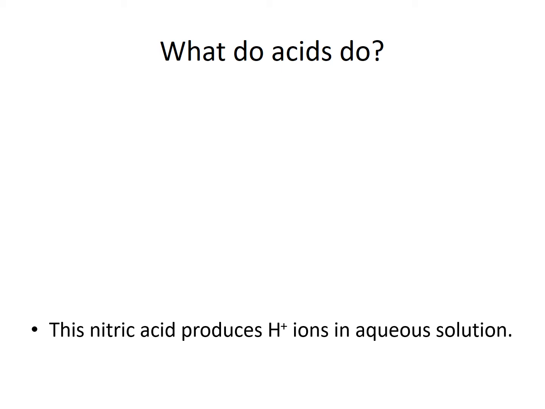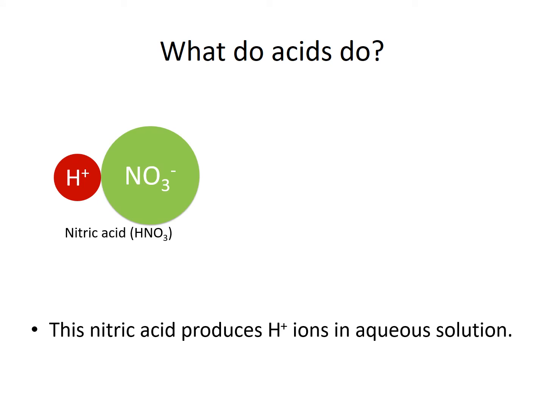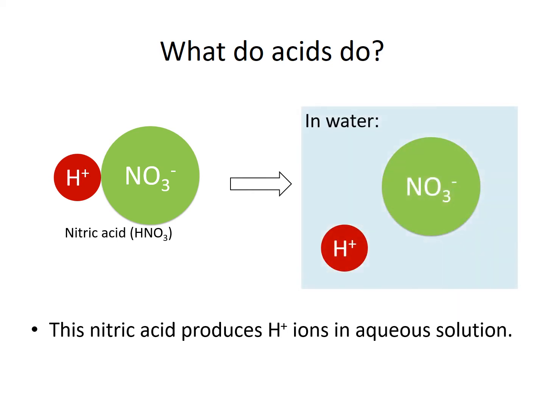So this nitric acid produces H+ ions in aqueous solution. There's the nitric acid. You can see the red H+, and you've got the NO3, which has got a minus on it because that's a formula for nitric acid, HNO3. If we then put that in water, you can see that the H+ separates. So this nitric acid produces H+ ions in aqueous solution.